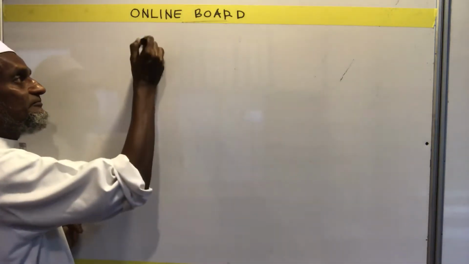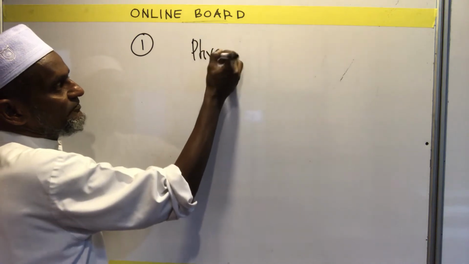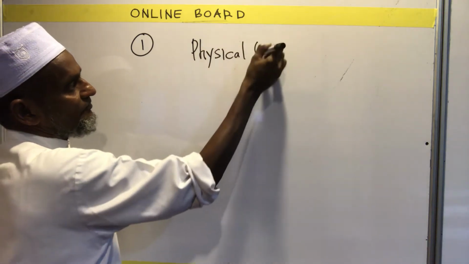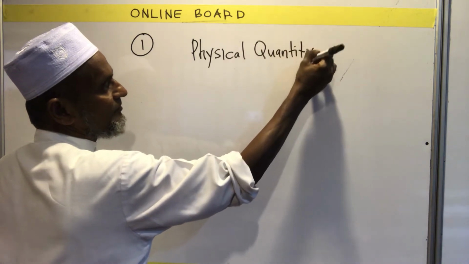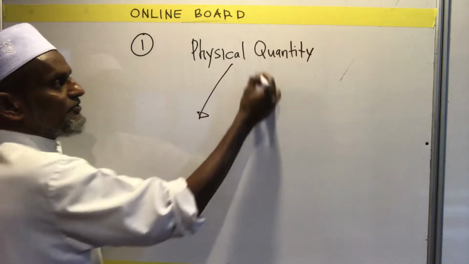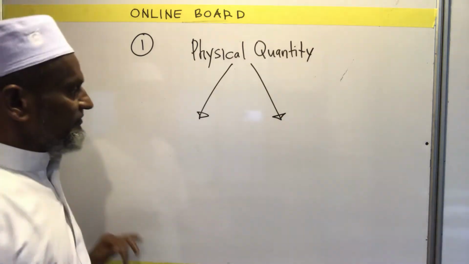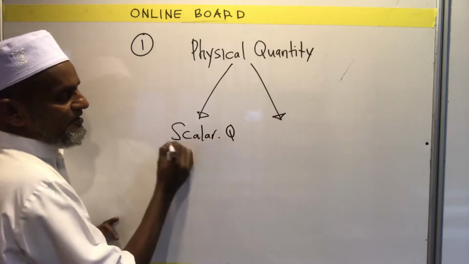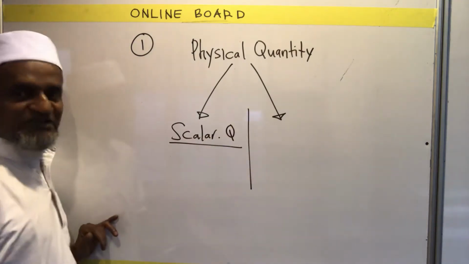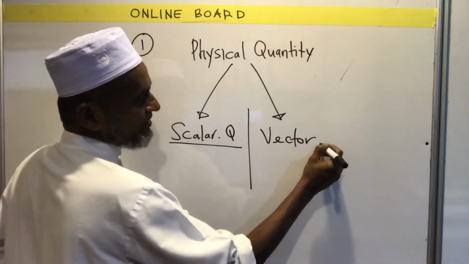So number 1, a physical quantity has two types. First is the scalar quantity. Second is the vector quantity.